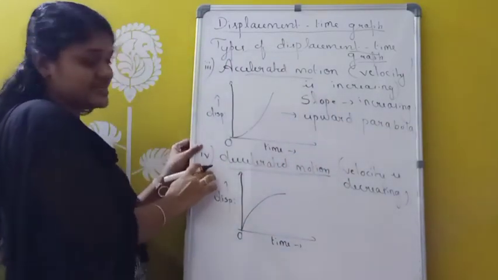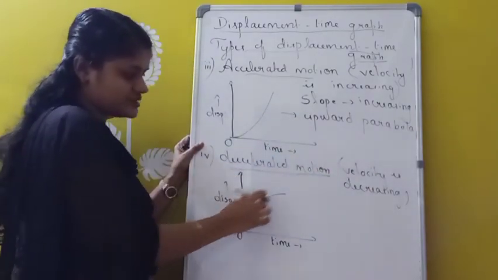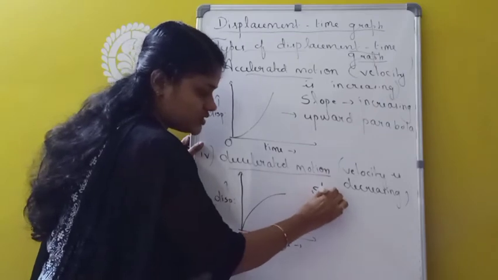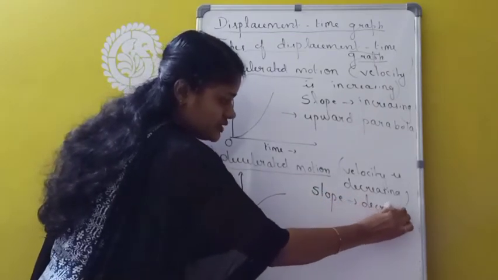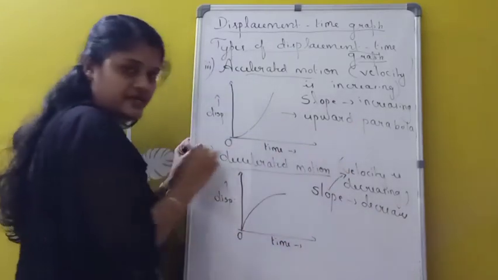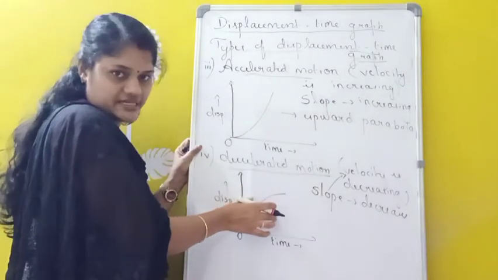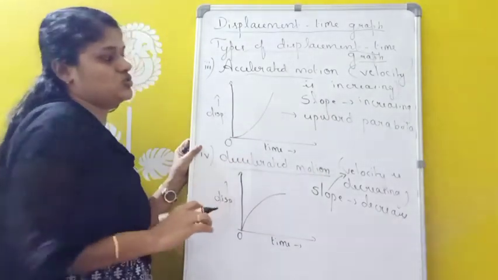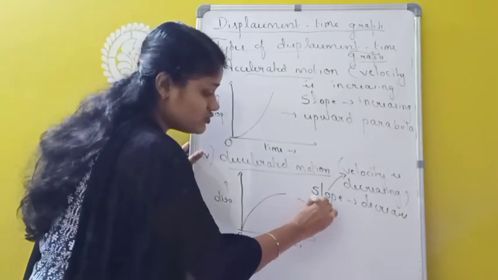The next case, decelerated motion. That means velocity is decreasing. So velocity is decreasing means what about the slope? Slope also decreases. So when the slope is decreasing, which one will be decreasing? Velocity also will be decreasing. So it is a decelerated motion. And what about the shape of the graph? The graph will be a downward parabola.